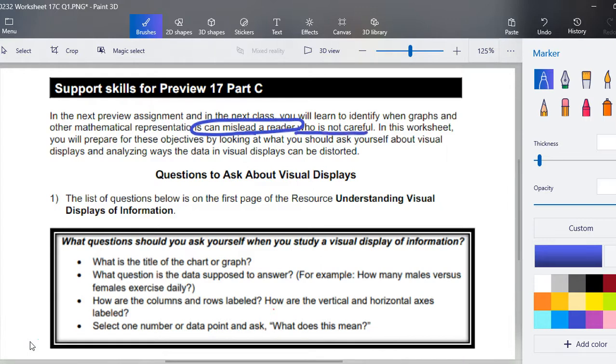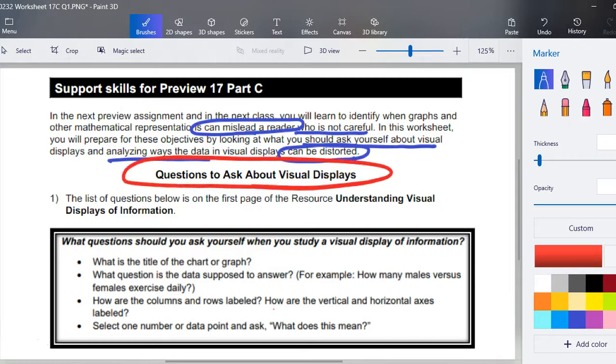In this worksheet, you will prepare for these objectives by looking at what you should ask yourself about visual displays and analyzing ways the data in visual displays can be distorted. So let's start with what are some questions that you can ask about visual displays.